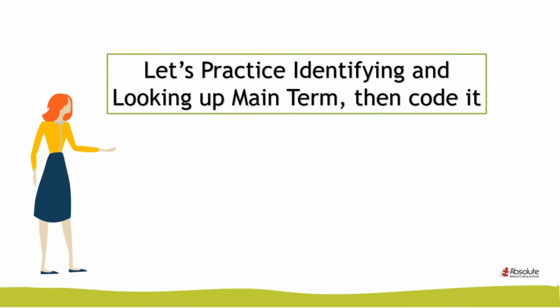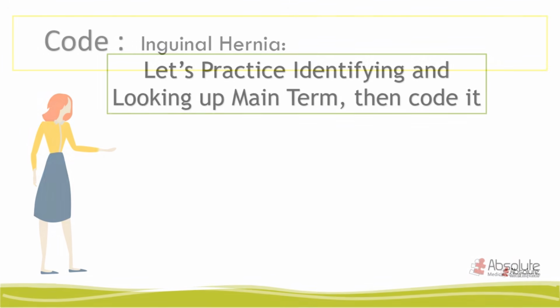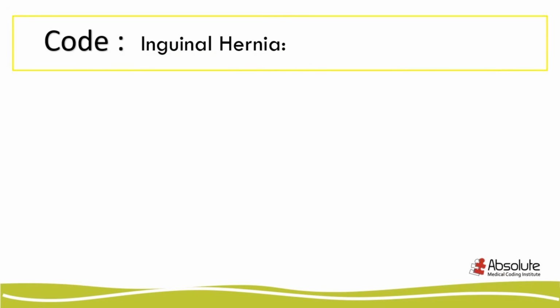All right, coders. So you've learned how to look up codes. You've learned how to identify the main term. Let's go ahead and put it all together. Let's practice identifying the main term, then looking up the code. Are you ready? All right. Inguinal hernia. Coders, what is the main term?